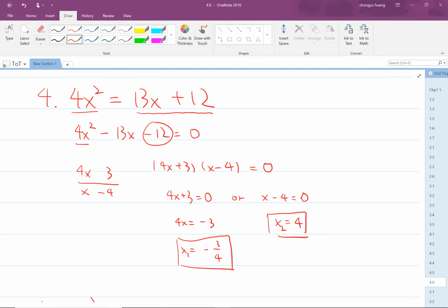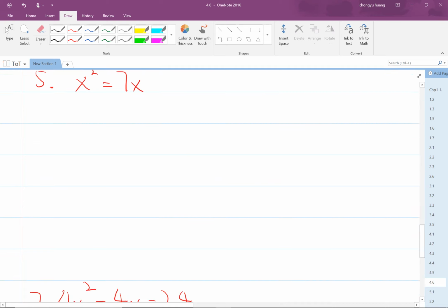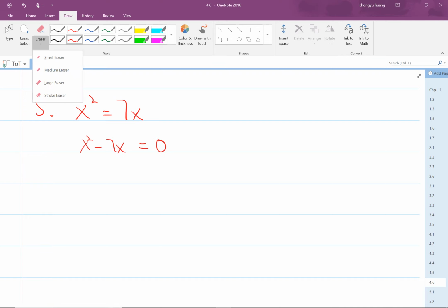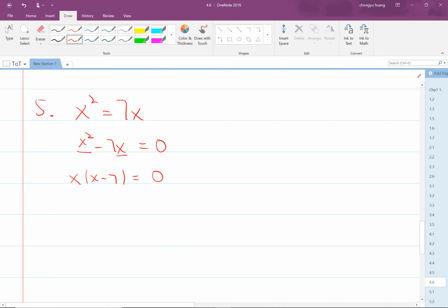Now let's move to question 5. Let's read it first: x squared = 7x. So we have to move it over. On both sides we have an x, so we can factor out x first. That gives x(x - 7), so now we have finished factoring this problem.